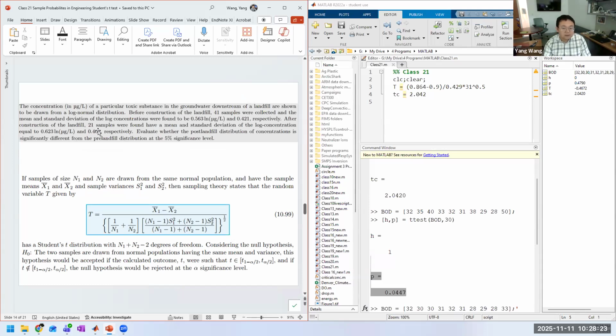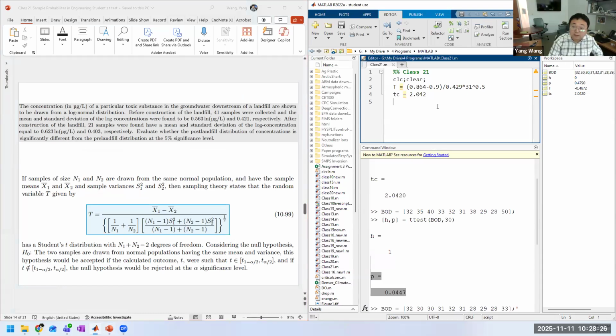So this is another example. This is example 1, and this is example 2. The concentration of a particular toxic substance in the groundwater downstream of a landfill is shown to be drawn from a lognormal distribution. Before the construction of the landfill, we took 41 samples, and we have the mean and standard deviation. But after the construction of the landfill, we took 21 samples, and the mean became higher, 0.623, with some standard deviation.